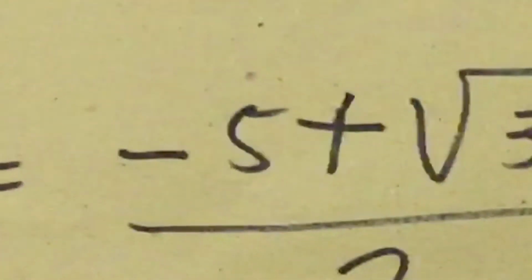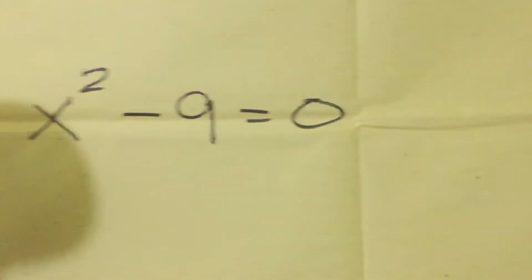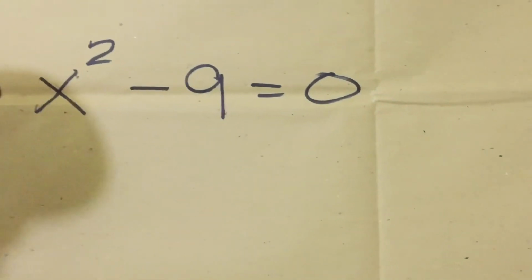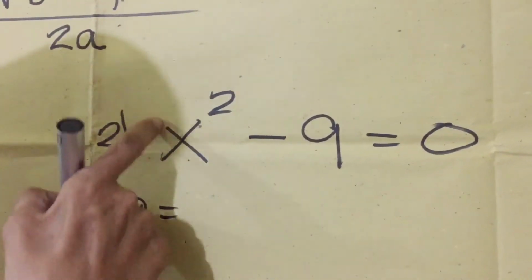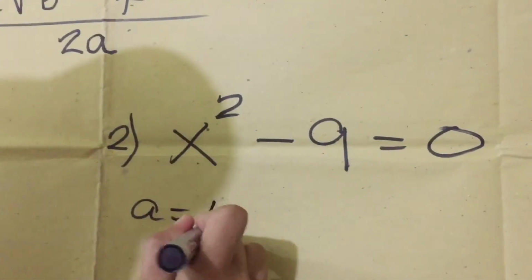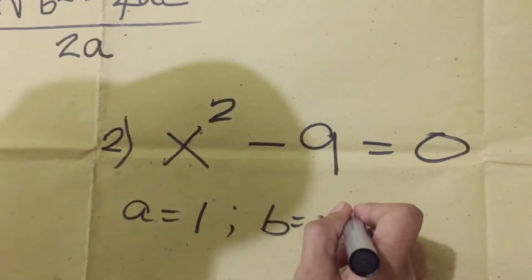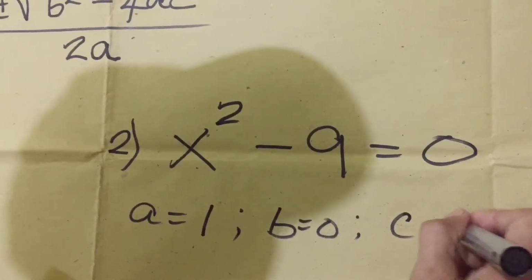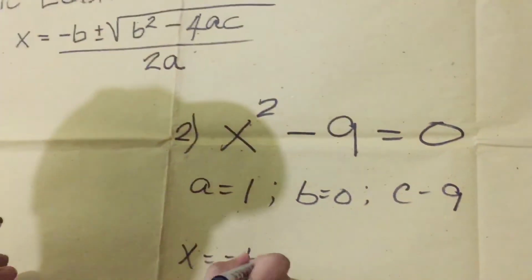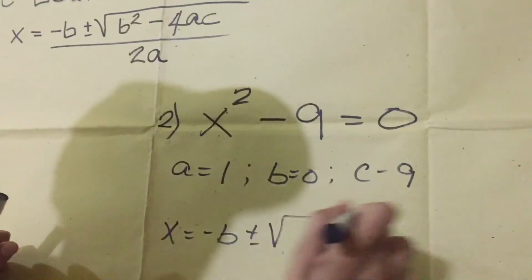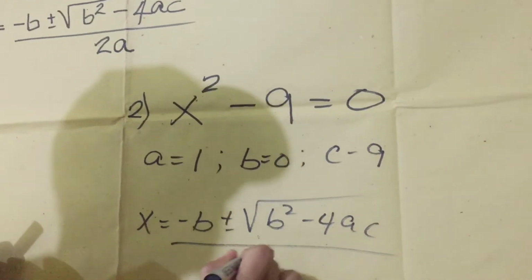Okay, number 2. The given equation is x squared minus 9 equals 0. Since it is equal to 0, our next step is just to identify the a. A now is the numerical coefficient of this x squared. We have 1, and for b, we have 0, and for c, we have negative 9. Then we will use again the formula x equals negative b positive negative square root of b squared minus 4ac all over 2a.